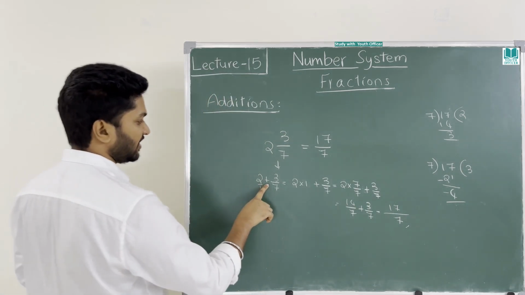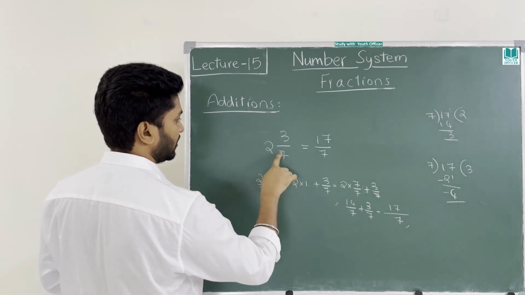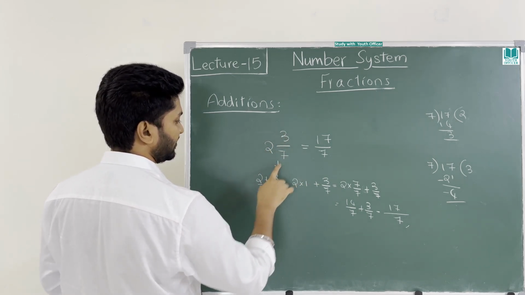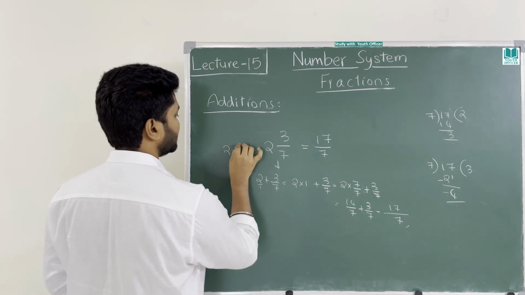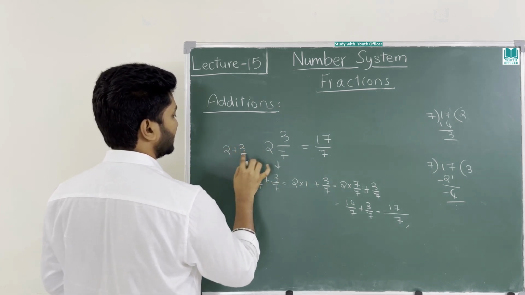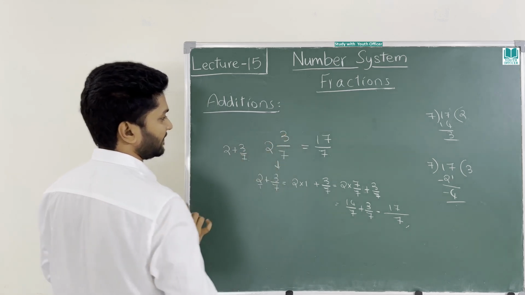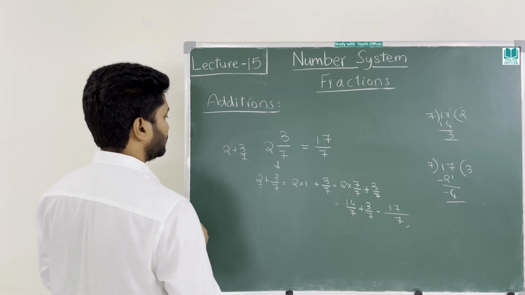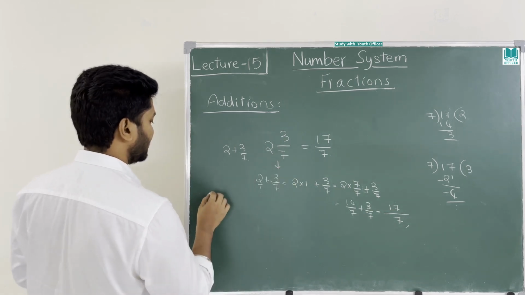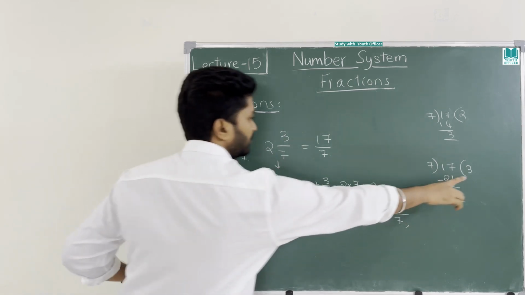The way here, how did you write 2 3 by 7? You wrote it as 2 plus 3 by 7, which means 2 3 by 7. If you are using a negative remainder, you can write it this way. See, what is the quotient there? 3. The quotient is 3.